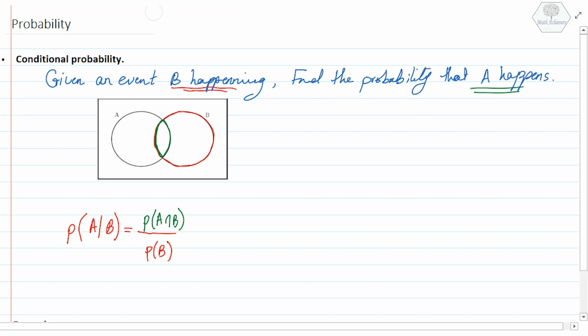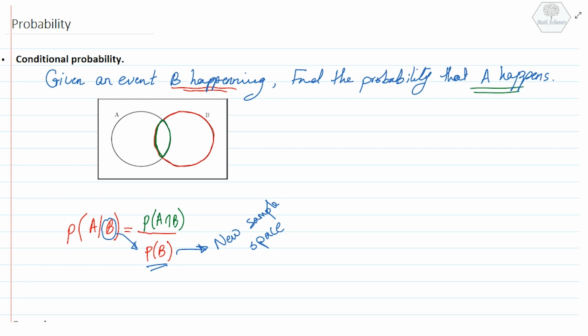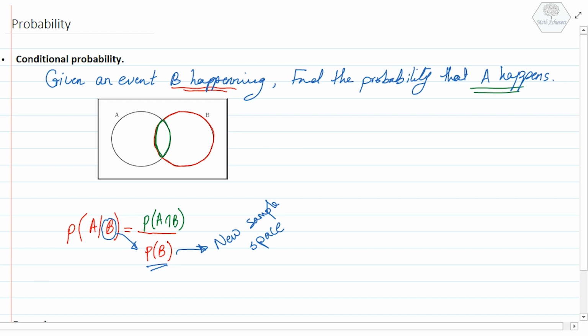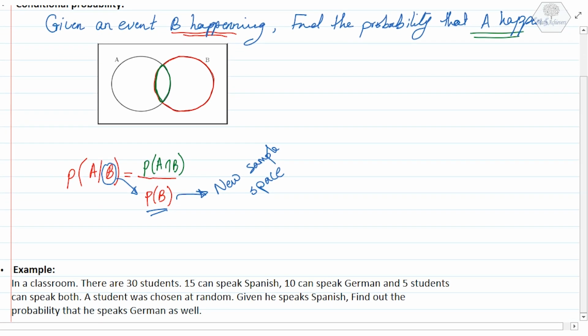So always after the given, this goes down into the new sample space. I consider the probability of B to be the new sample space. So I only look at this new sample space and I take out whatever probability is based on this sample space. Let's see an example to show the conditional probability more clearly.